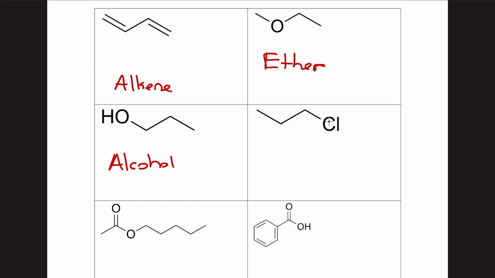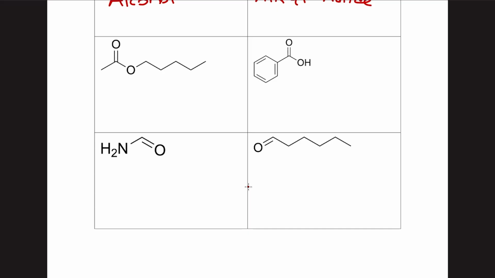Next problem, similar example, I see a halogen bonded to an sp3 hybridized carbon, so I know that it's an alkyl halide. In the next problems on this page, I see two oxygens, and so I know this is either an ester or a carboxylic acid, but this R group connected to that second oxygen really tells me that it's an ester.